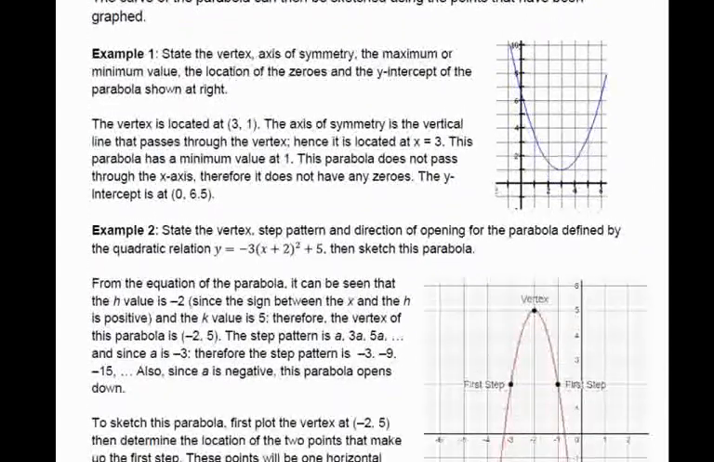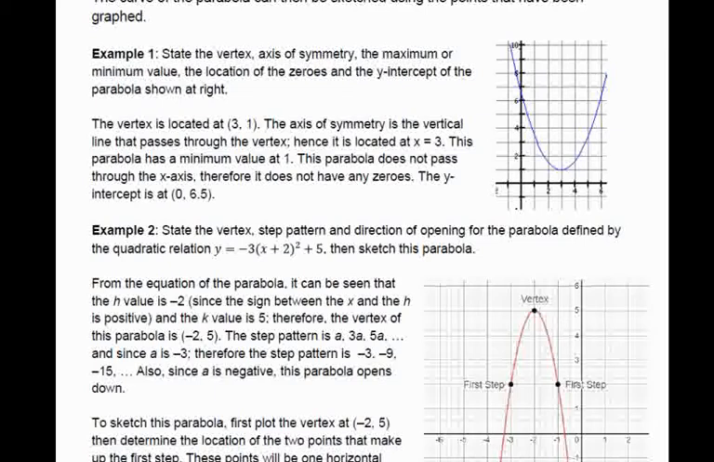First example, it says just to state the vertex, axis of symmetry, the maximum or minimum value, the location of the zeros, and the y-intercept of this parabola. Just reading from this parabola, the vertex is at 3, 1. It is opening up, and the lowest possible value is 1, so our optimal value is a minimum value of 1. The axis of symmetry goes through the vertex, so it is at x equals 3.